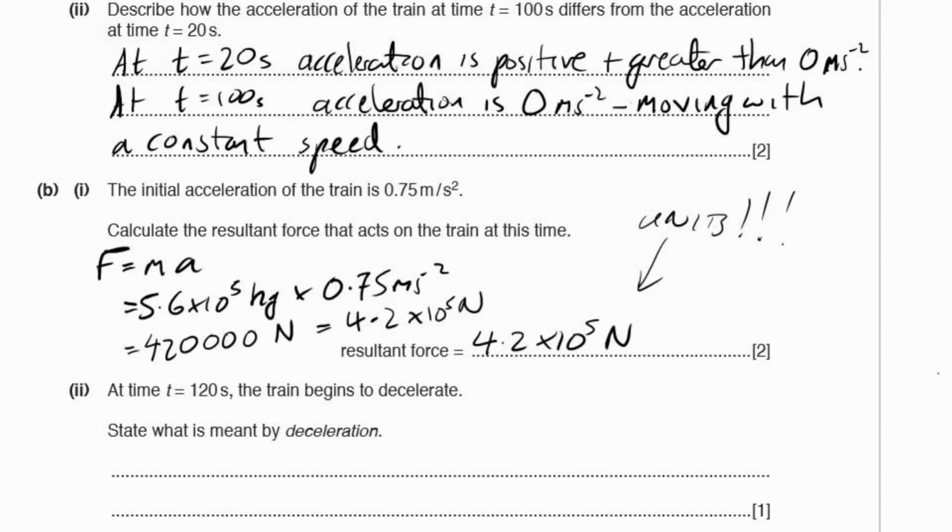Now part 2, B2. At time t equals 120 seconds, the train begins to decelerate. State what is meant by deceleration. Now, deceleration is not negative acceleration. Deceleration means the speed is reducing. It's very important, that. And the reason that's important is because you can have negative velocity. Things can be going in the negative direction, in which case a negative acceleration would speed them up. So the speed is reducing. Deceleration means it's reducing. It's getting smaller and smaller. And if it decelerates until it stops, that makes sense as a statement.